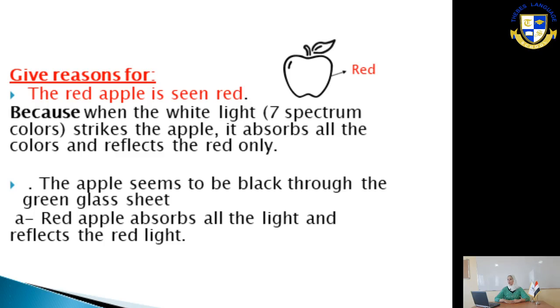The apple seems to be black through a green glass sheet because the apple absorbs all light colors and reflects only the red color. The reflected red light can't transmit through the green glass sheet, so we see the apple in black color, as we see here in slide number 8.